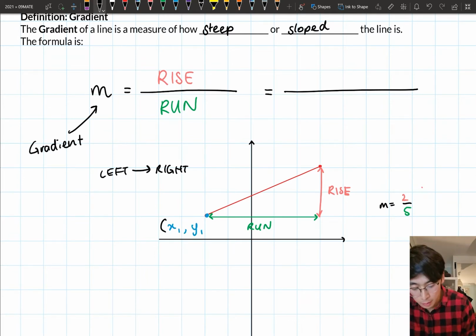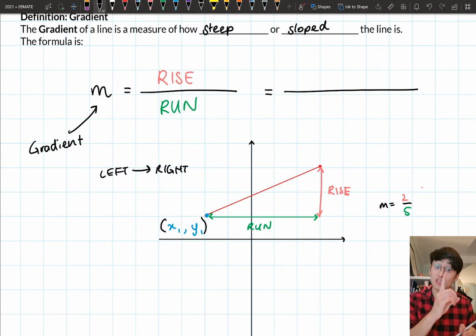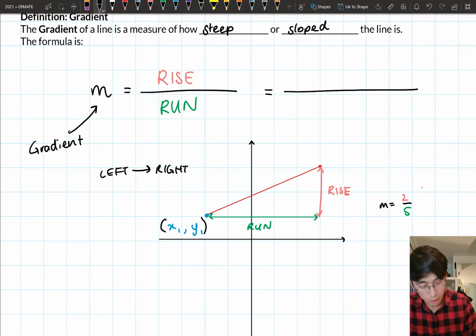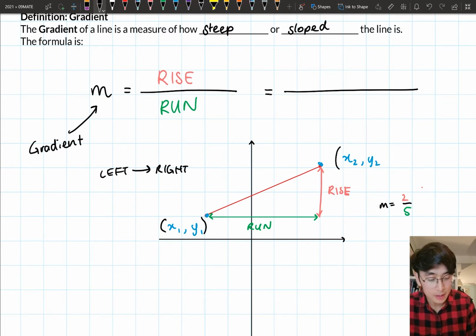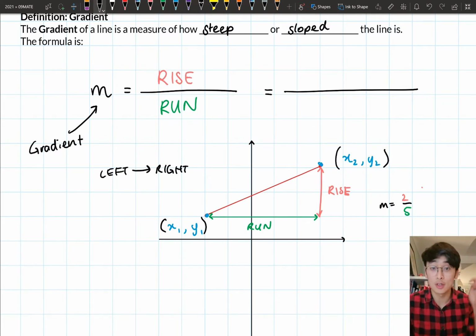Now the 1 at the bottom just indicates that this is my first coordinate. So that's my x1, the x coordinate of my first point. y1 is the y coordinate of my first point. And similarly, I'm going to call this second point up the top here x2, y2, because that is my second coordinate. So the small 2 in x2 just indicates that this is the x coordinate of my second point, and the y2 just indicates that it's my y coordinate of my second point.